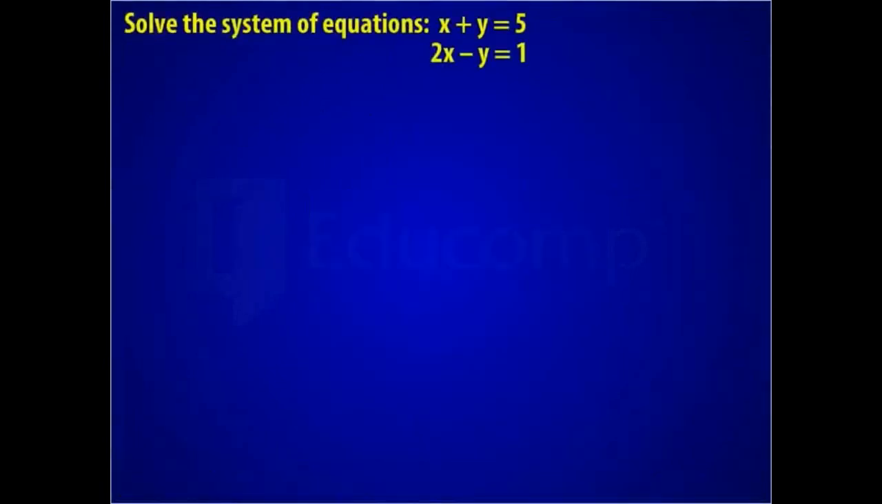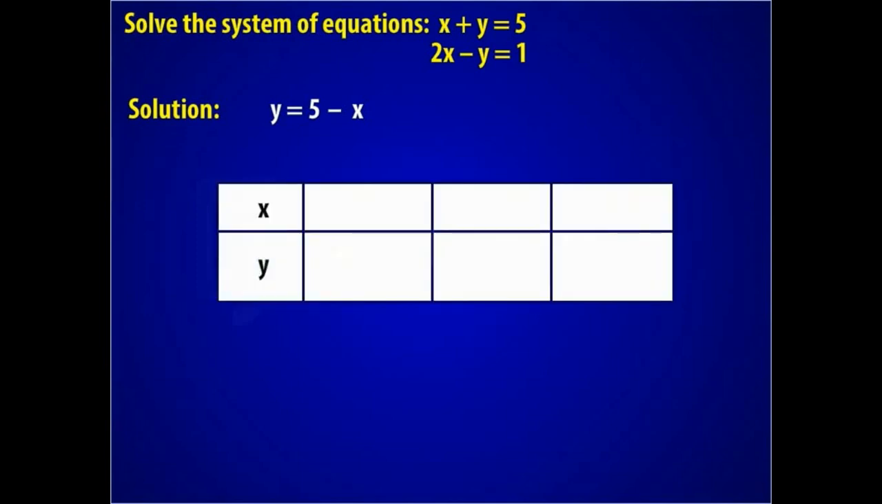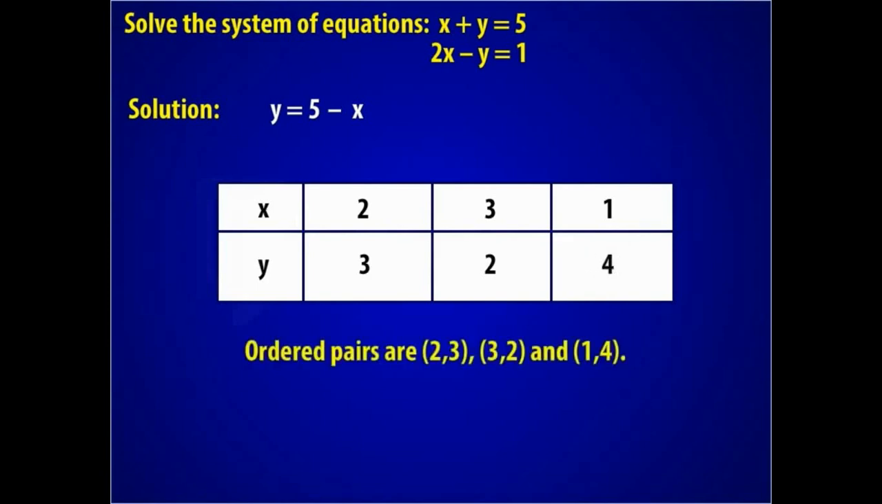Let us solve another system of equations x plus y equals 5 and 2x minus y equals 1. First, let us consider the equation x plus y equals 5. This implies y equals 5 minus x. The truth table for the given equation is as follows. The ordered pairs are (2, 3), (3, 2) and (1, 4).